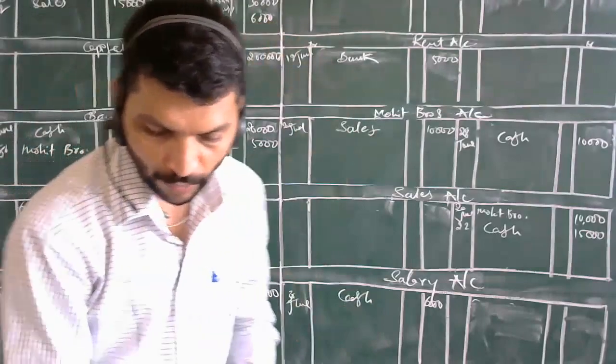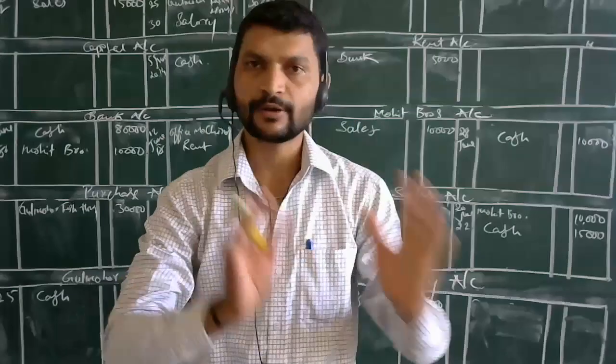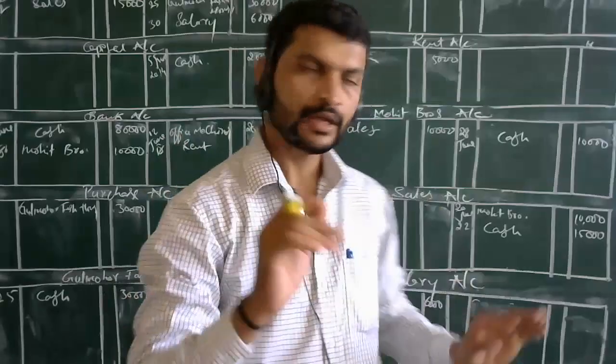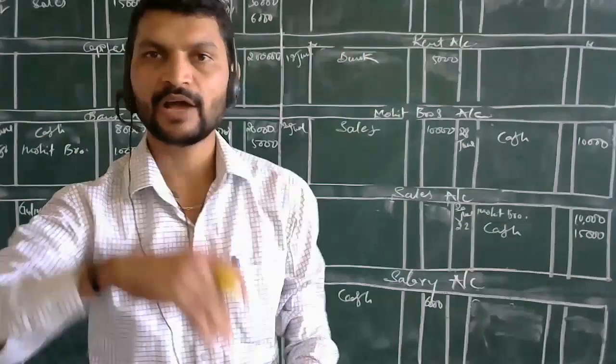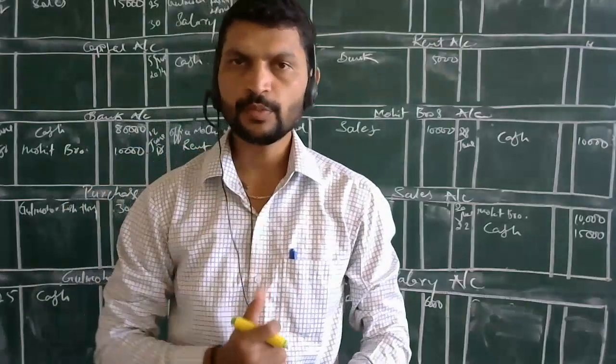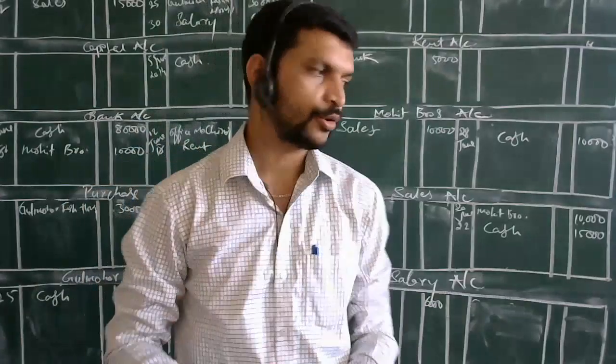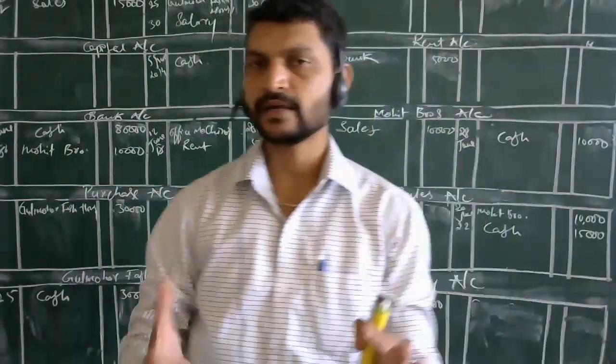So most probably what happens here? All the recording of the journal entries got over. With that, the ledger accounts got over. Now one more problem I will be sending you all in a group. You have to solve the problem on this. So we will be ending the ledger part today.